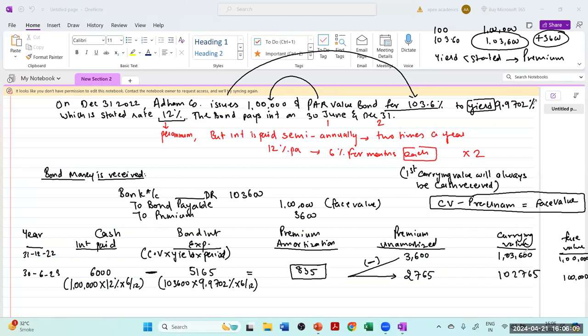1,02,765. That is your new carrying value. 31st of December 2023. Interest is paid on what value? Face value.